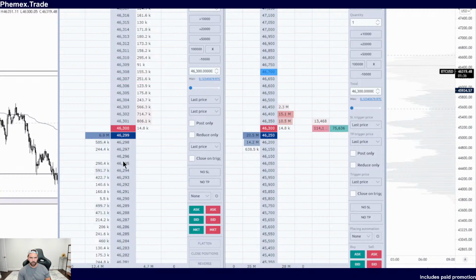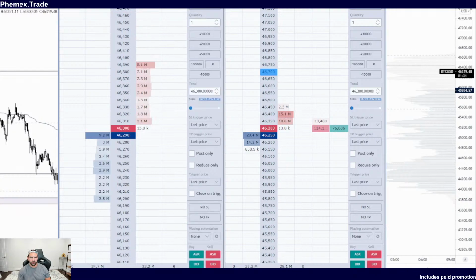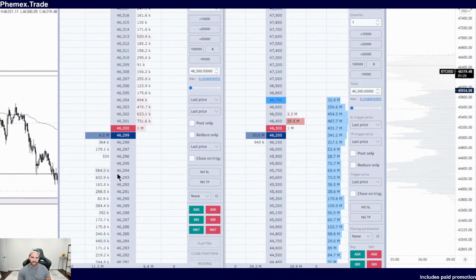I have one ladder with a $1 aggregation. The next is the same asset, it's BTC, but a $10 aggregation. The one to the right is a 50, the other one is 100. So, if I'm scalping, looking to get in and out of positions very quickly, it's very useful to use this.